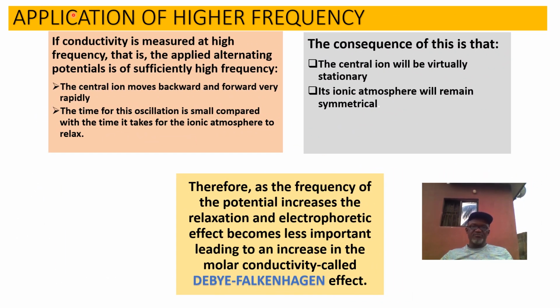So now, application of higher frequency. If the conductivity is measured at high frequency by applying alternating potentials, the central ion moves backward and forward very rapidly, as if it moves front and back very rapidly. The time for this oscillation is small compared with the time it takes for the ion atmosphere to relax. So the consequence is that the central ion will be stationary. Its ion atmosphere will remain symmetrical. If it is moving front and back, front and back, then the average effect is that the ion atmosphere will be stationary.